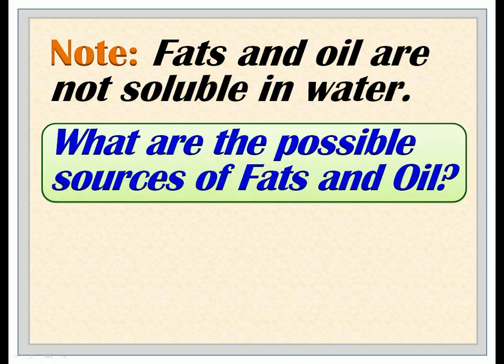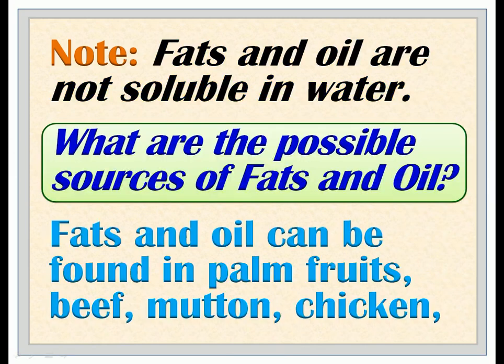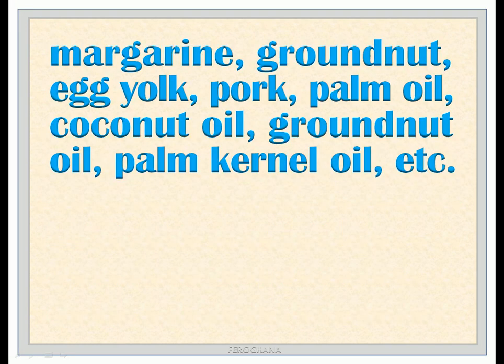What are the possible sources of fats and oil? Fats and oil can be found in palm fruits, beef, mutton, chicken, margarine, groundnut, egg yolk, pork, palm oil, coconut oil, groundnut oil, palm kernel oil, etc.